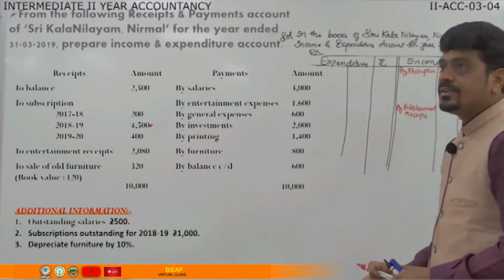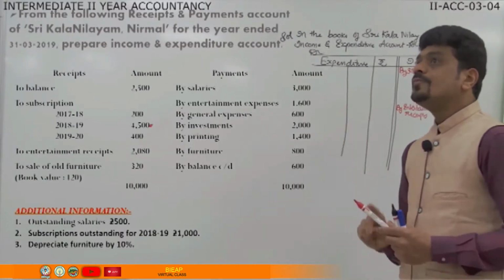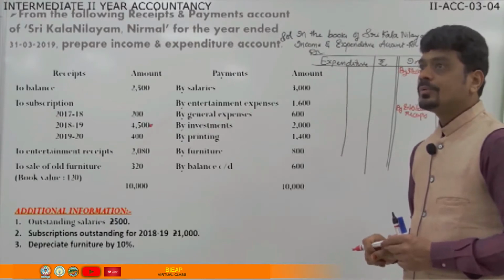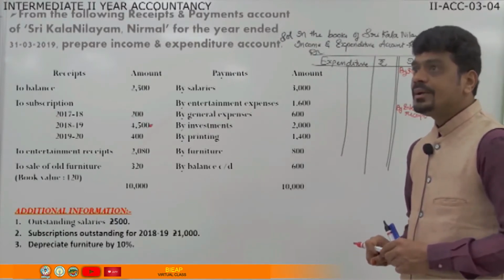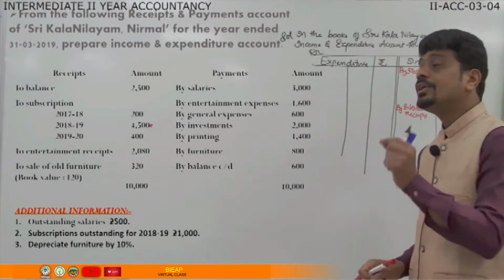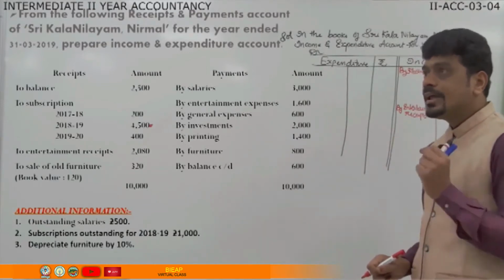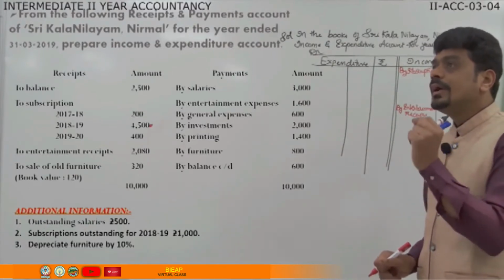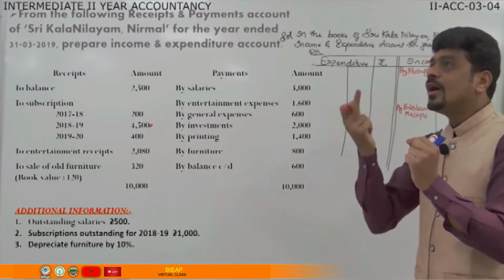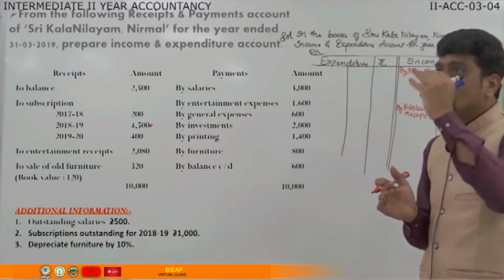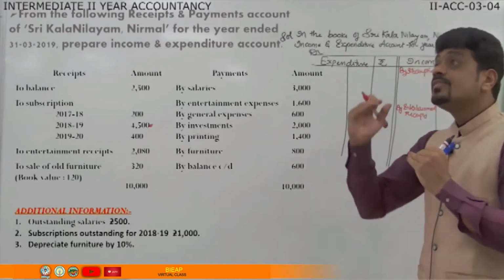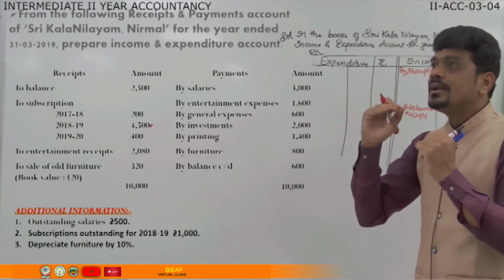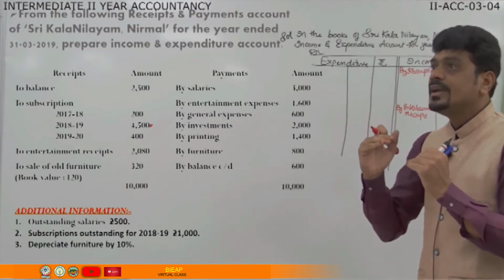Then comes the highlight. Sale of old furniture. How much we sold for? 320 they told. We sold it for 320. What is the book value but? It is only 120. Already I taught you. We have to compare the book value. What was the book value? It is 120. But we sold for 320. Book value is less. Sale value is more. So difference is how much? 200 is the difference.